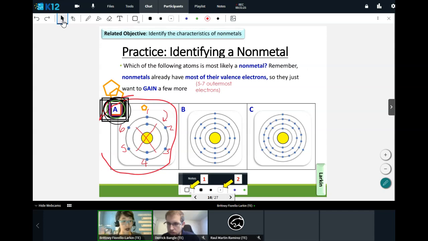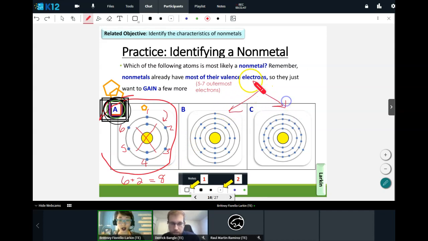Yeah, to get to a total of 8, that means it needs 2 more, right? So it has 6. We just need to add 2, and that would get us to our octet, and that would make it happy and stable. So somehow it's going to steal those electrons from somebody else during the bonding process to try to get to a total of 8 valence electrons. Therefore, it's definitely a nonmetal. These ones over here are actually metals.